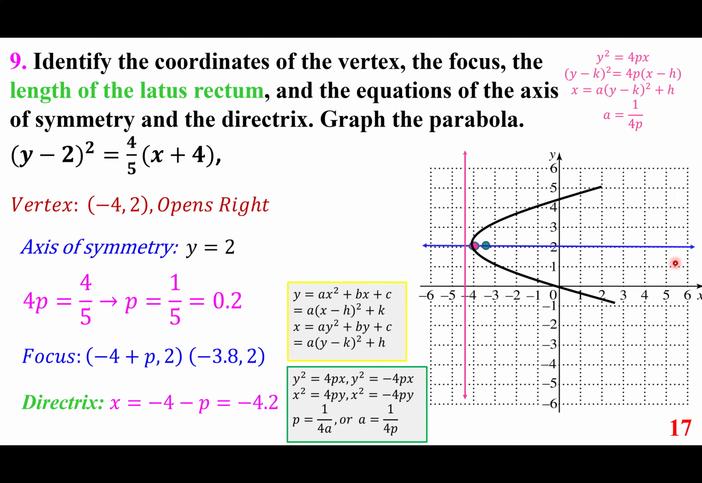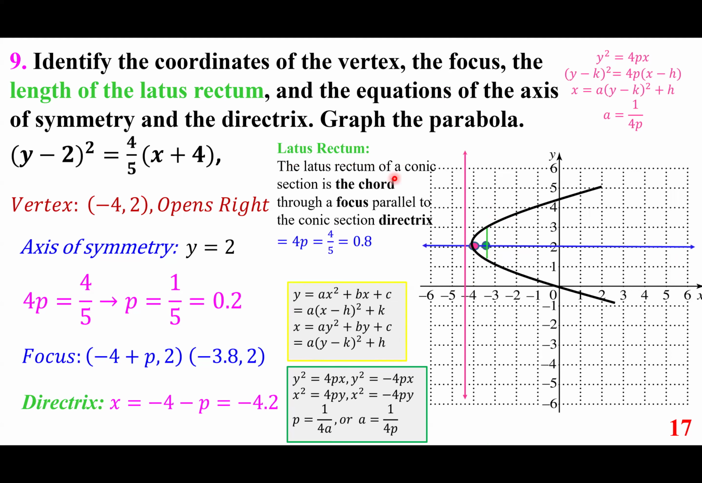Now, if we draw a line segment parallel to the directrix, this is called the latus rectum. The distance from here to here is 4 times p. So the latus rectum of a conic section is the chord through the focus parallel to the directrix, 4p, which is 4 over 5, or 0.8. Just the information I wanted you to see.